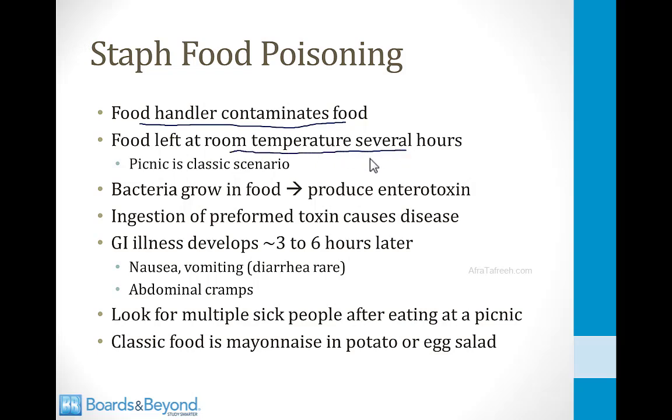Staph can thrive in this environment. In fact, a picnic is a classic scenario. So what happens is the bacteria gets from the food handler's nose into the food, and then the bacteria grows and produces enterotoxin. And you ingest the preformed toxin to get sick.